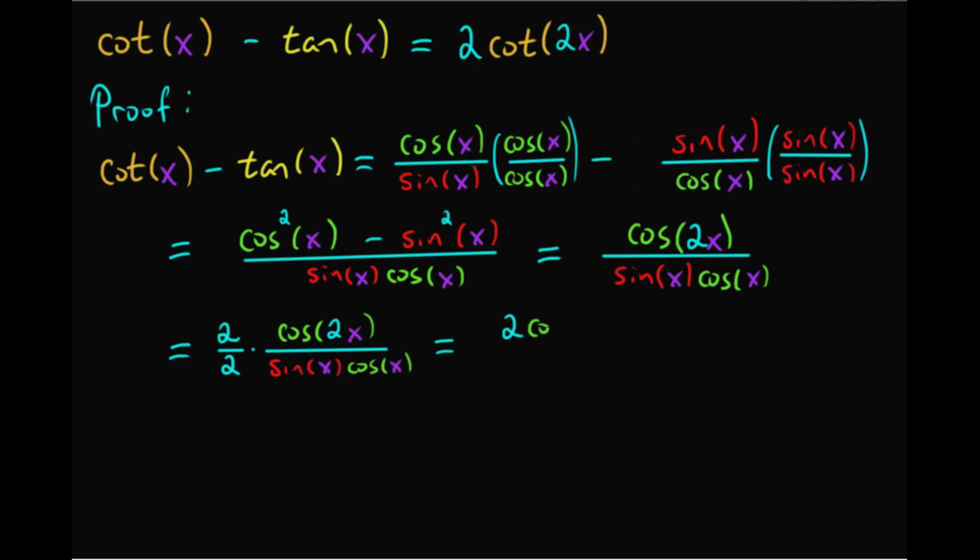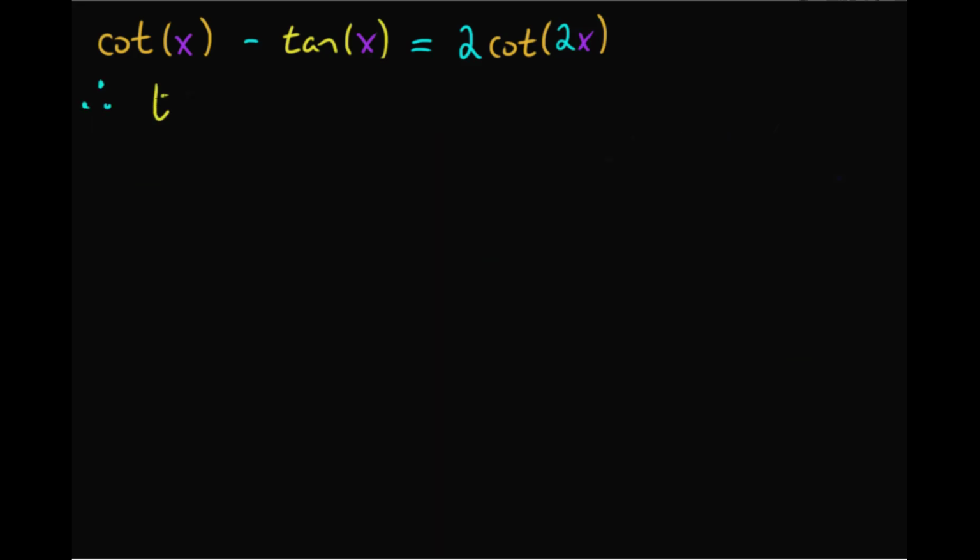But that 2 sine x cosine x in the denominator, that's just equal to, double angle formulas again, sine 2x. And of course, cosine 2x over sine 2x is just cotangent 2x. So we've proved the identity. Cotangent of x minus tangent of x equals 2 times cotangent of 2x. QED. Well, why do we need this identity?